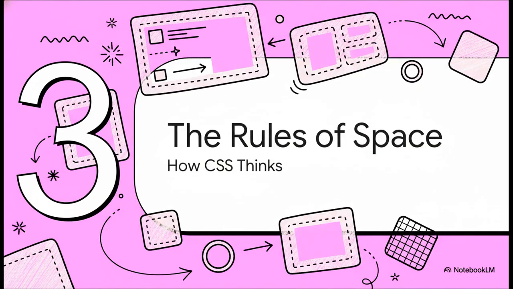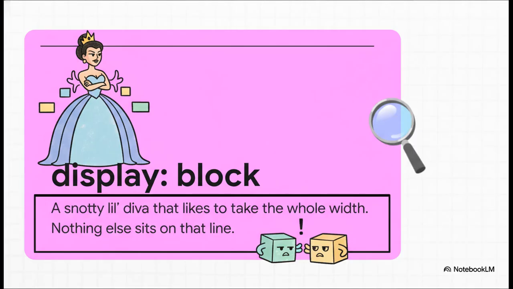Okay, let's totally switch gears. It's not just JavaScript that has these mental models. CSS, the language we use for styling, has its very own way of thinking about space and how things should be laid out on a page. For instance, how does an element like a div work by default? I love this analogy. The best way to picture it is as a snotty little diva. It demands its own personal line, it stretches out to take up the entire width, and it absolutely refuses to let anything else sit next to it. That's what display block really means.